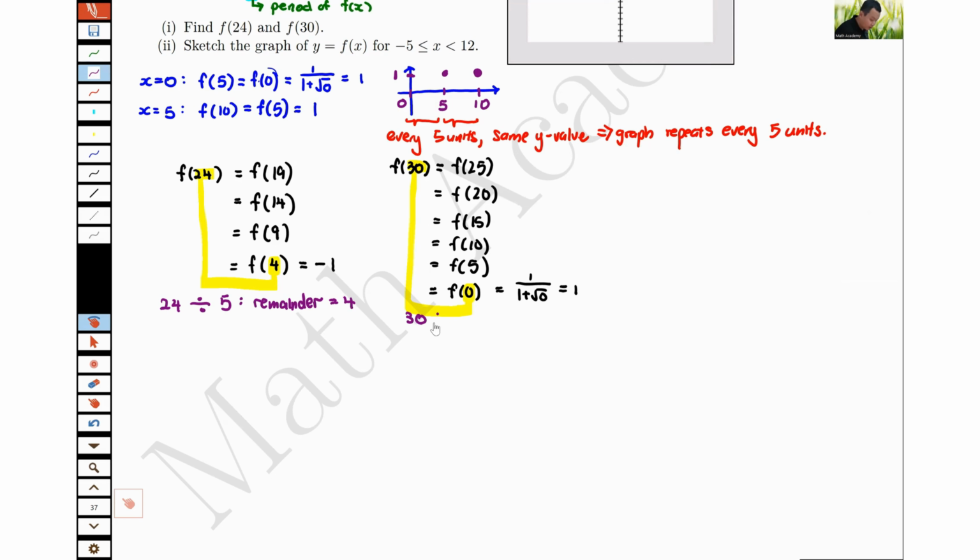On the right, similar. We take the value 30, we divide by 5. What is the remainder? Remainder is 0. So f(30) and f(0) will be the same.